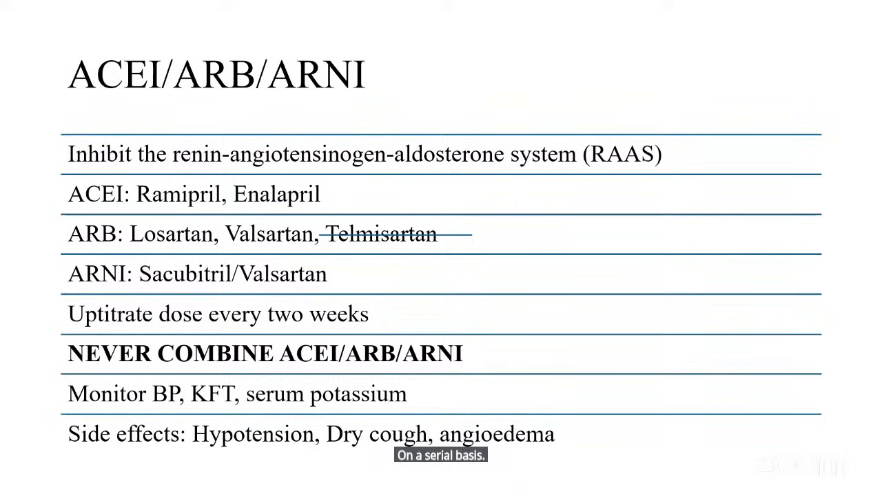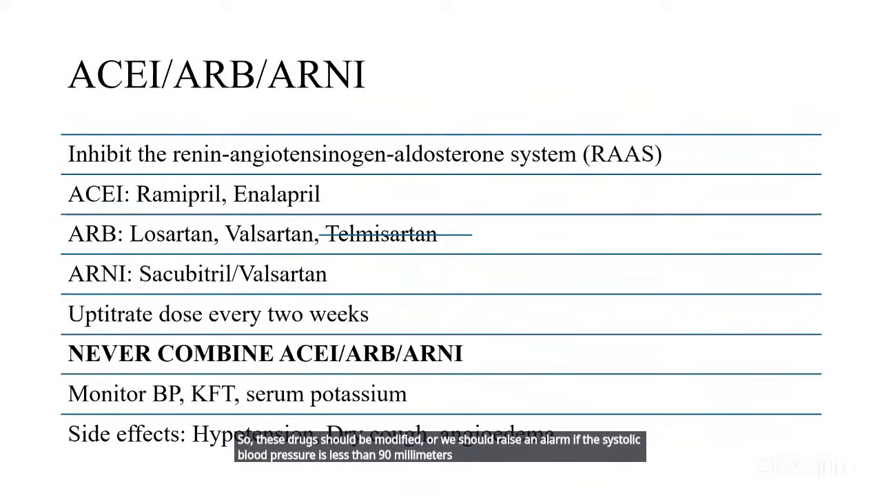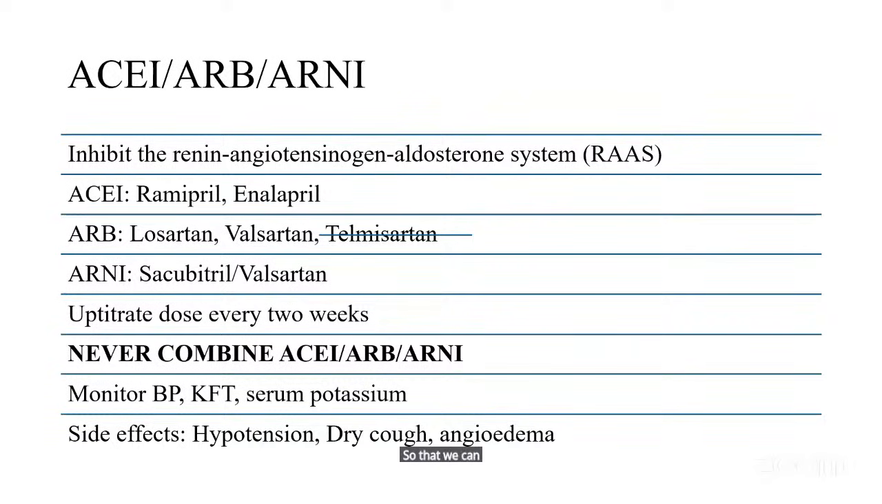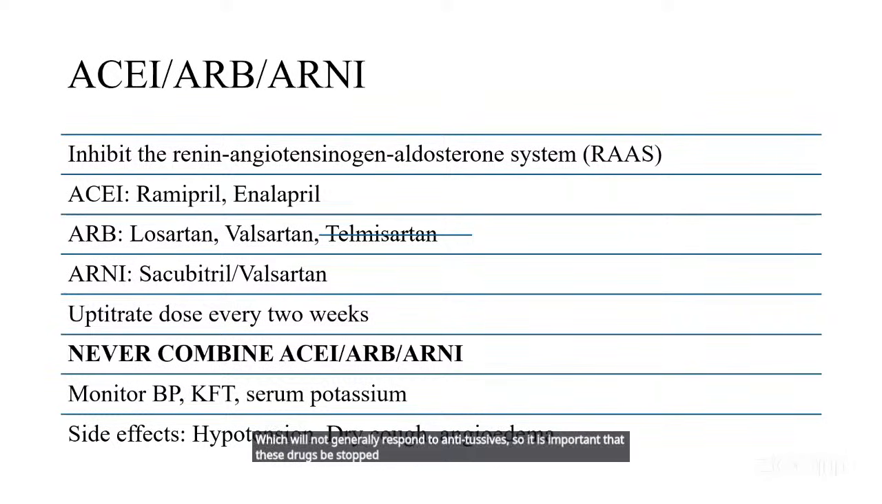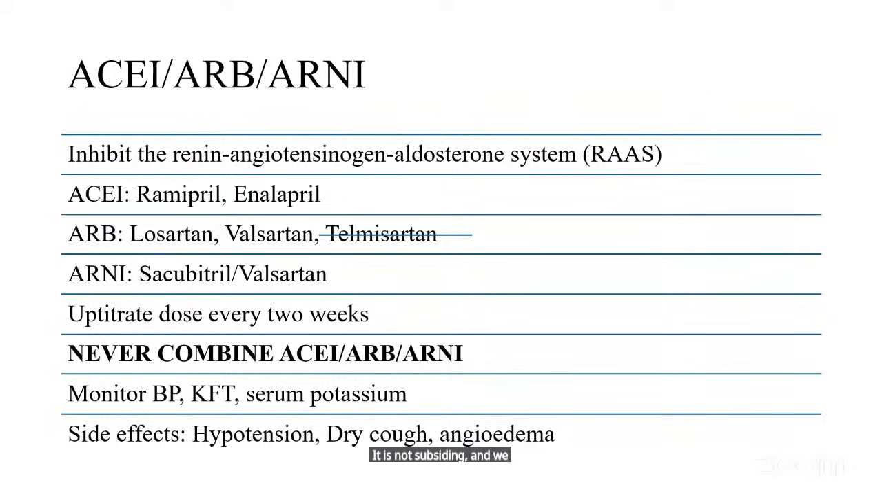So these drugs can cause hypotension. So these drugs should be modified, or we should raise an alarm, if the systolic blood pressure is less than 90 millimeters of mercury. So it is always important to inform the physician so that we can titrate the drug dose. These can cause dry cough, which will not generally respond to antitussives. So it is important that these drugs be stopped if the patient has a dry cough and it is not subsiding, and we do not have an alternative diagnosis.